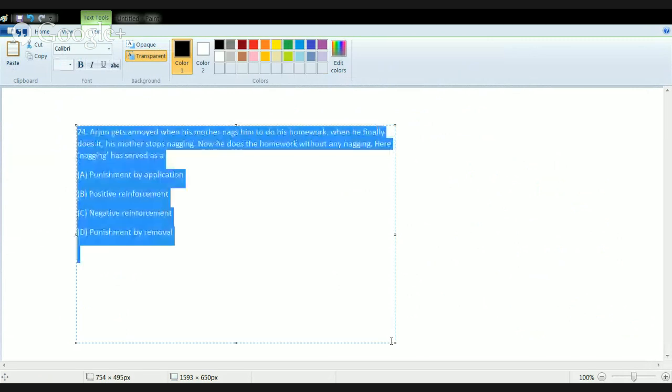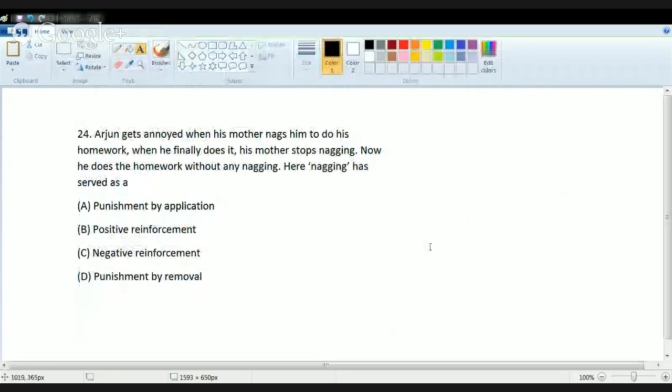So here there is a child named Arjun. His mother continuously nags him to do the homework, and finally he does it when the mother stops nagging. So here the nagging of the mother acts as a negative reinforcement, because finally the outcome is positive. The child is doing the homework. So the outcome is positive in the case of reinforcement. She is not punishing the child, but she is nagging: do the homework, do the homework.